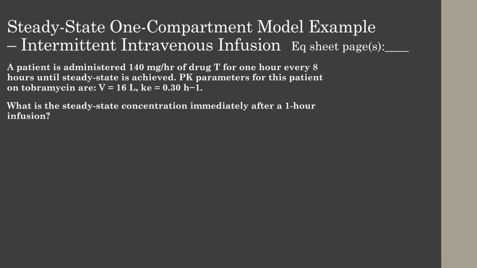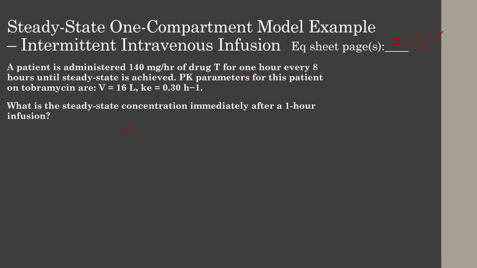Moving on to the next problem, a similar type of problem where we're looking at an intermittent IV infusion this time. They get 140 milligrams per hour for 1 hour every 8 hours until steady state is achieved. There are PK parameters, and it wants to know the steady state concentration immediately after a 1 hour infusion. So very similar to the previous problem. This is going to be on page 3 under the intermittent IV equations, and we're going to be using the steady state equation for it as well. So what does that look like?